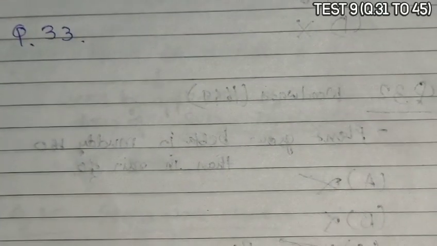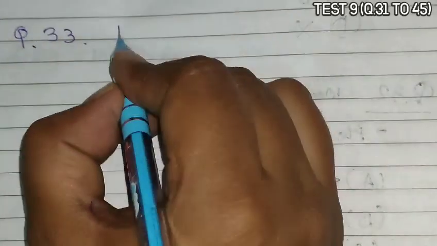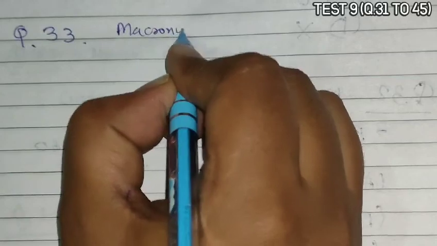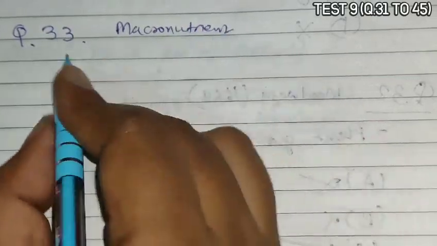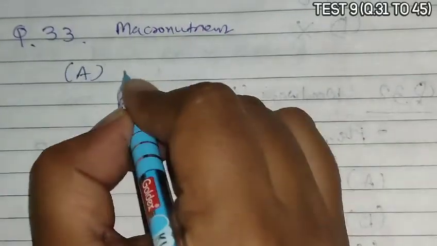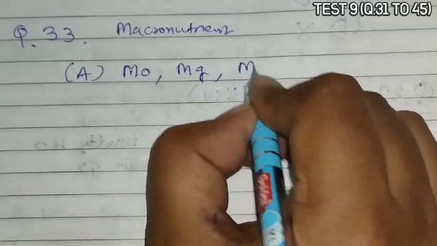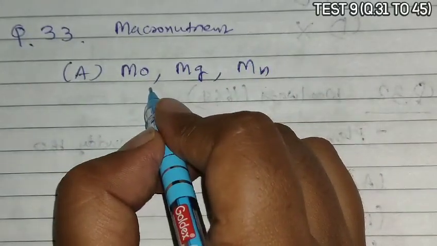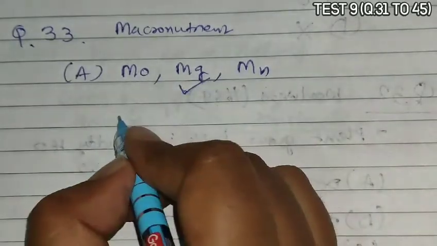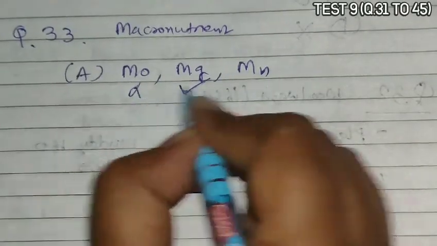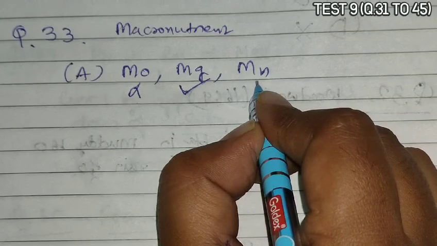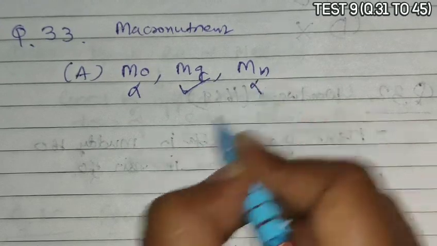Question 33. Question 33 asks in which of the following all three are macronutrients. We have to select the macronutrients. Now if we go with option A, it has molybdenum, magnesium and manganese. Magnesium is a macronutrient, correct, but molybdenum is not a macronutrient, and manganese is also not a macronutrient.